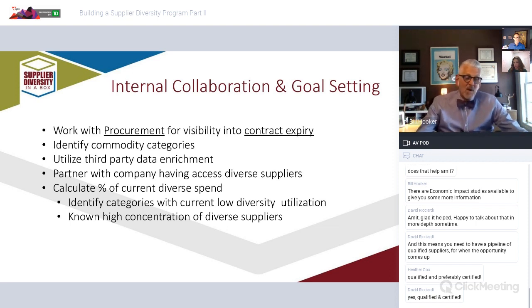We can also, through the spend reporting that we're going to be able to develop as a result of having these programs, give back to procurement and to line of business utilization. What kind of diverse spend are we having? In which categories are we having diverse spend? Where are there more opportunities?